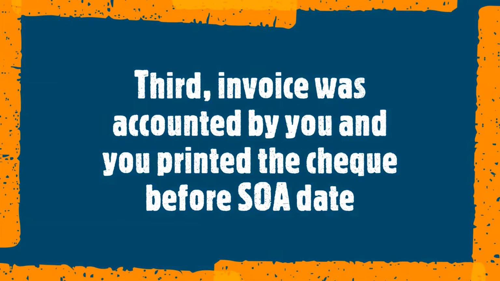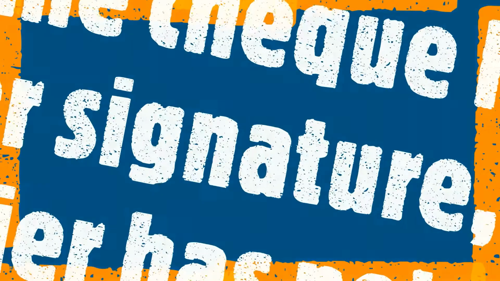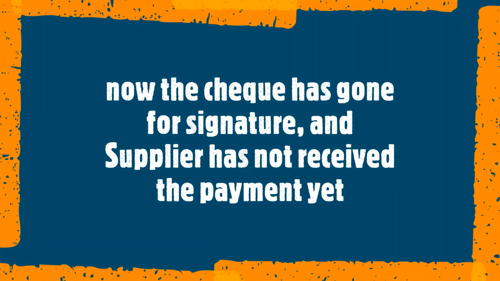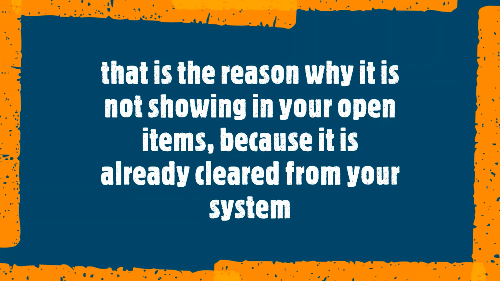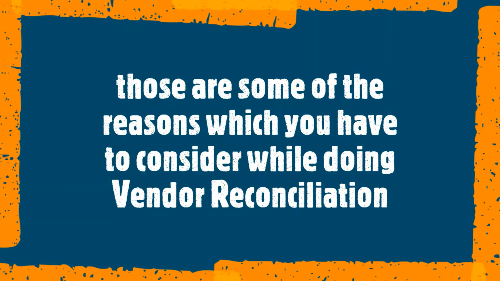Third, the invoice was accounted by you and you printed the check before the SOA date. Now the check has gone for signature, so they have not received the payment yet. That is the reason why it is not showing in your open items, because it is already cleared from your system. Those are some of the reasons which you have to consider while doing vendor reconciliation.